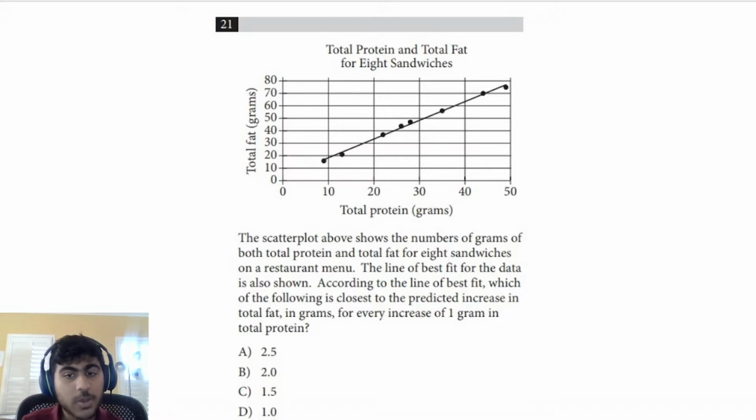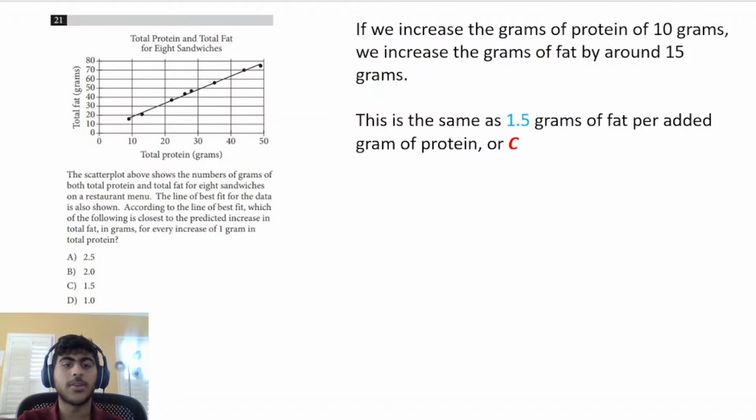Now, before we go doing anything, it seems the predicted increase in total fat is change in y, and the predicted increase in 1 gram of total protein is change in x. So essentially what we're doing is delta y over delta x, which is the slope. So we're basically going to be doing a fancy slope formula. We can take any 2 points on the scatter plot, hopefully a decent bit apart, because that's what we need to find the slope.